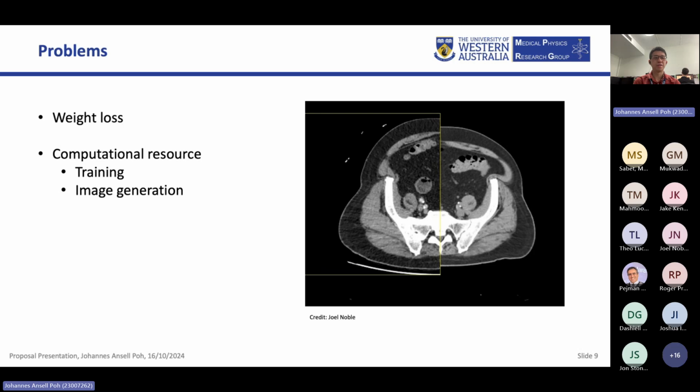And another problem is with the computational resource. Training a deep learning model is computationally very expensive, and also in diffusion models, image generation can also be time consuming because the images will have to be generated through a series of reverse diffusion time steps. And the more time steps we use, then the longer the image generation is.